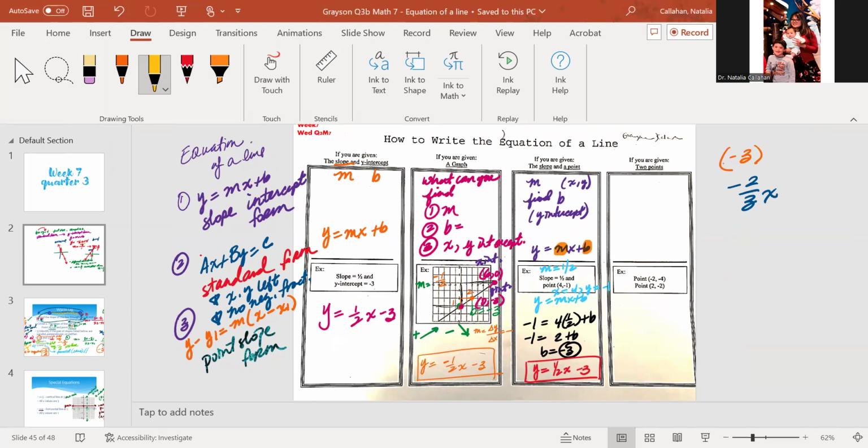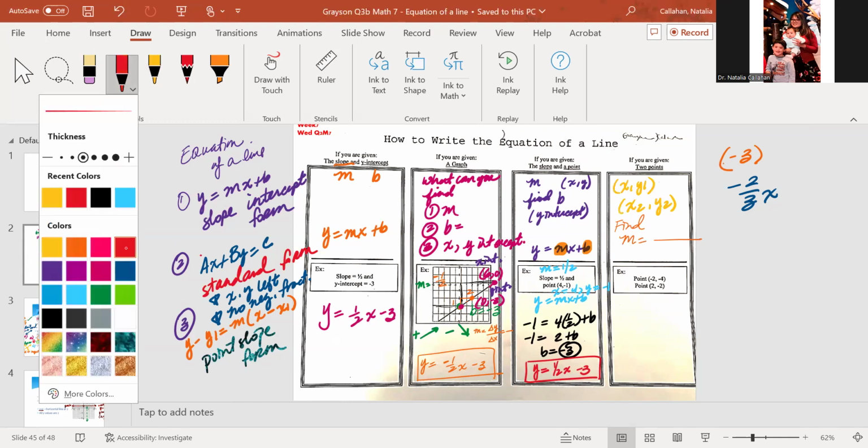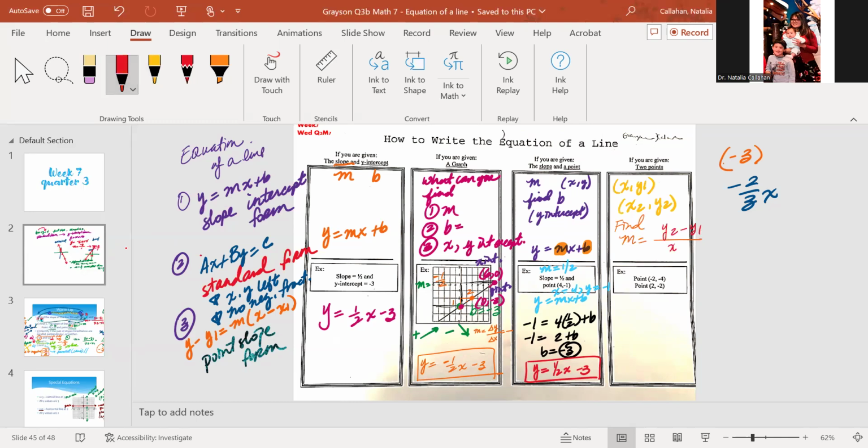All right, let's take a look over here. If you're given 2 points, okay? 2 points is x1, y1, and x2, y2, right? So what do you need to find? Okay, so we need to find both the slope and the y-intercept. What's the slope formula? Slope equals y2 minus y1 over x2 minus x1. And also, what do you need to find? Y-intercept, right?